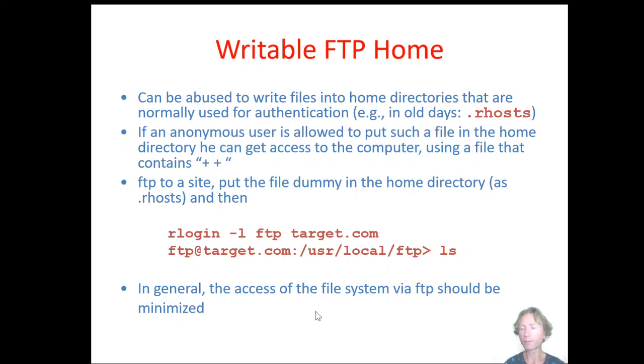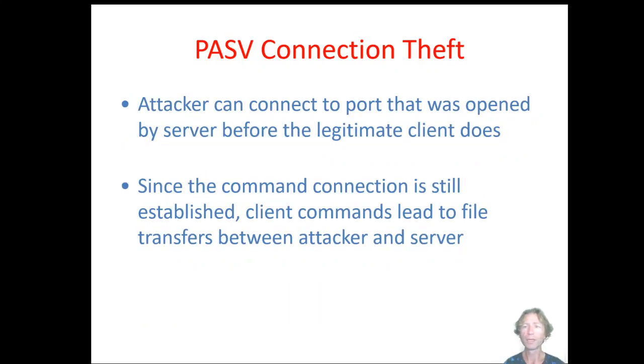So the access of a file system via FTP should be minimized. The other thing that you can do is steal connections. For instance, if there's a use of FTP in passive mode, what you can do is race, right? So the attacker can connect to the port that was opened by the server, determines the port, before the client connects to it. And then whenever the client tries to retrieve data, the data will be sent to the attacker instead of to the client.